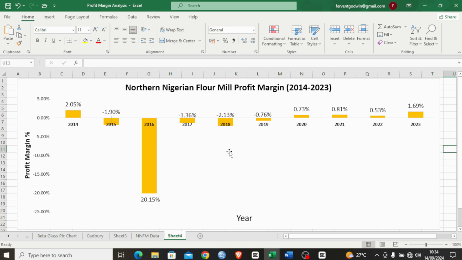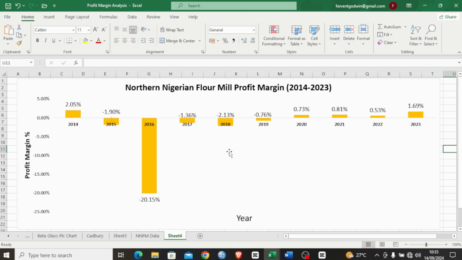And obviously, a higher profit margin generally indicates a more profitable business, while a lower margin may indicate room for improvement in pricing, cost control, or efficiency. So from a first glance, when we look at this, we'll see that these profit margin values are actually very low, because in 2014 we see that we have 2.05%, and after that year they had 1.9%.